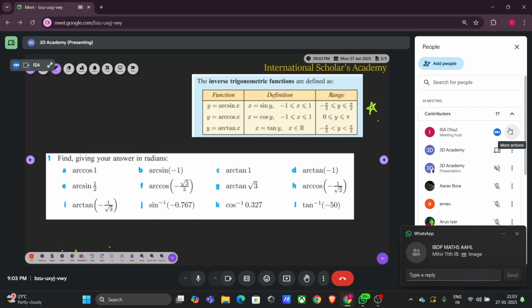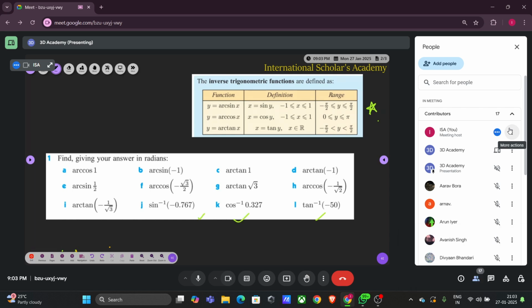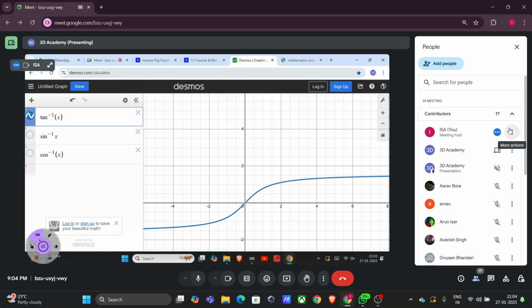Yes, the last three you will do with calculators because there are decimals involved. No, you can't. You don't know the value of 50 degrees in your table. So please guys, do this as homework today, and it's my very kind request, do it today itself. You will find yourself a bit more confident. Okay. Now let's move towards the next question.